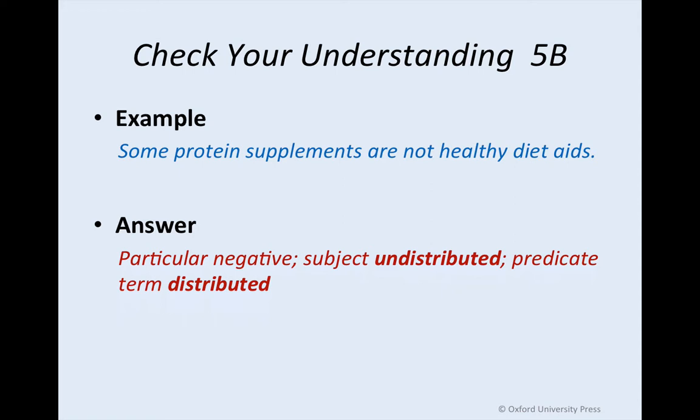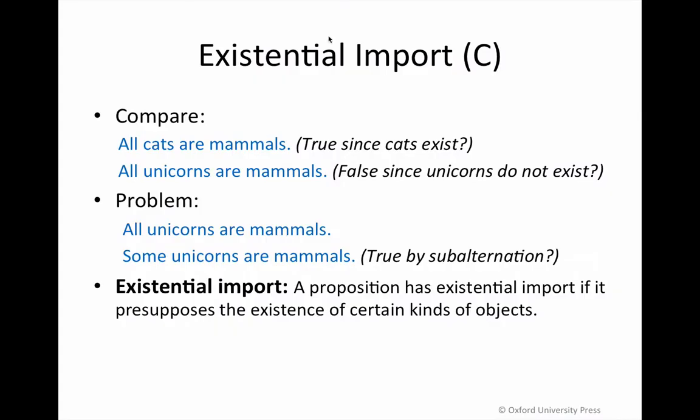What is the particular negative? Remember, that's the O class. The last concept that we're going to look at in terms of the laying out of our basic elements of categorical logic is existential import.